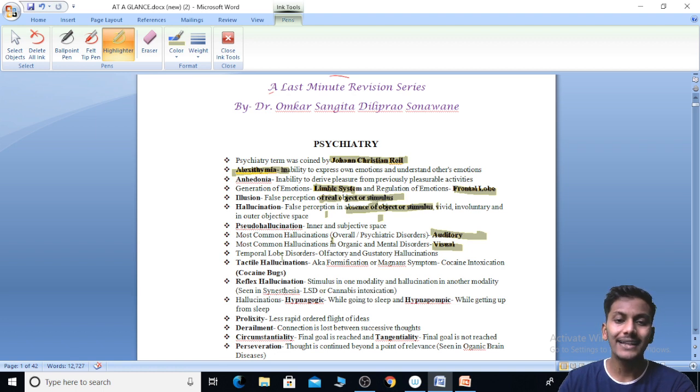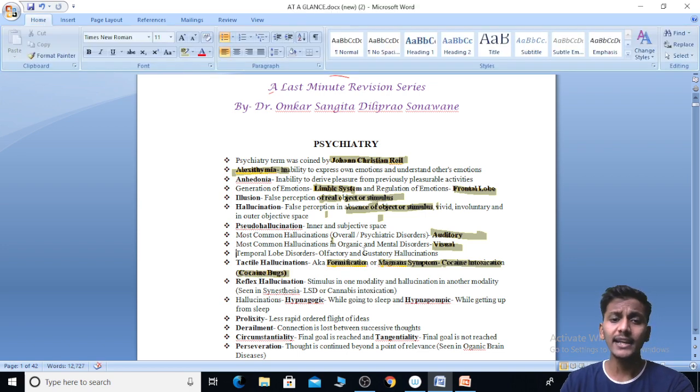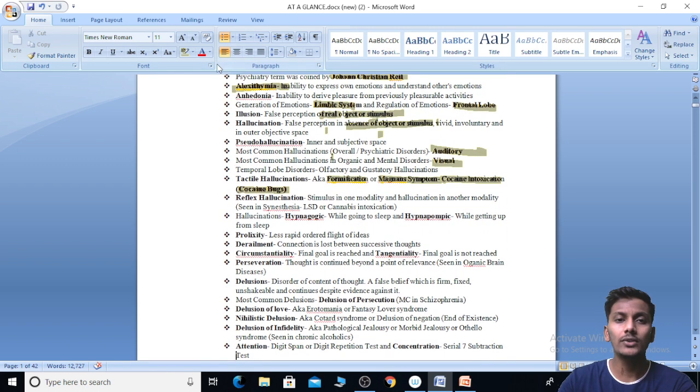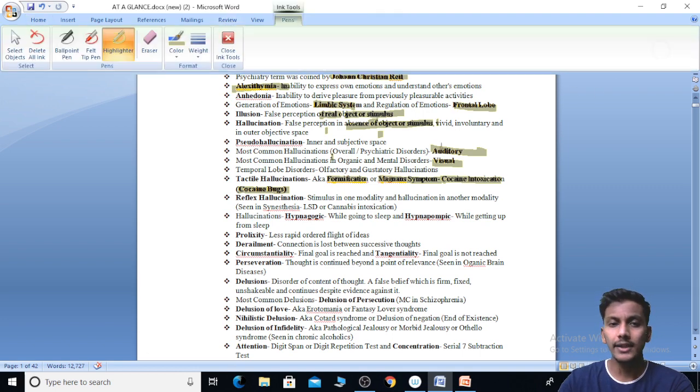Please remember this. Tactile hallucinations are seen in cases of cocaine intoxication. What are these tactile hallucinations known as? These are known as either formication or Magnan symptom, also known as cocaine bugs. Okay, please remember this. Then hypnagogic and hypnopompic hallucinations, both are sleep related hallucinations, and those are seen in which sleep disorder? Those are seen in cases of narcolepsy, right? Please remember, hypnagogic and hypnopompic sleep related hallucinations are seen in cases of narcolepsy, right?